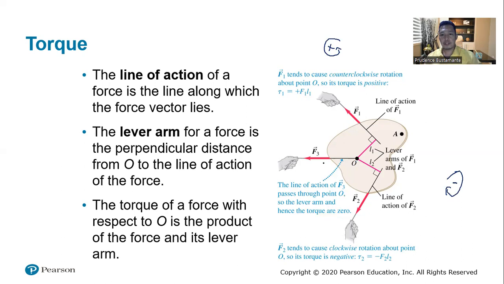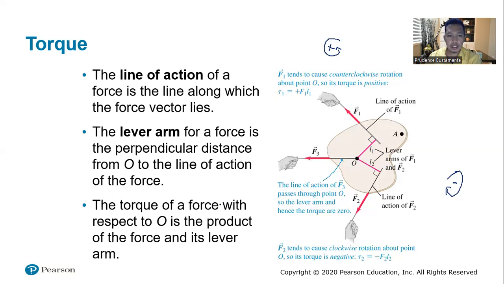So if your line of action passes through the axis of rotation, then there's no torque. The torque is zero. Torque is positive if the body rotates counterclockwise when you apply the force, and negative if it rotates clockwise. The line of action is the line along which the force vector lies. The lever arm of the force is the perpendicular distance from the axis of rotation to the line of action of the force.